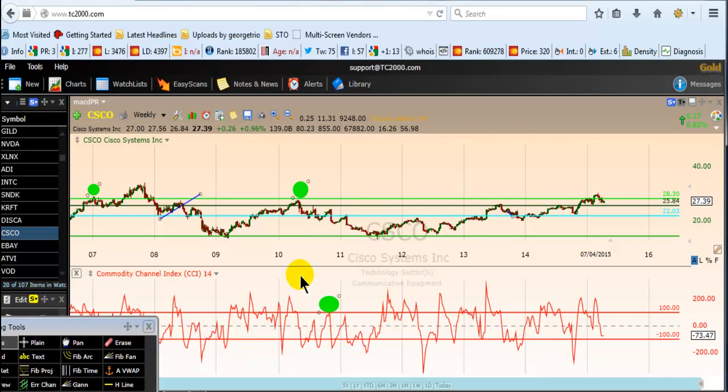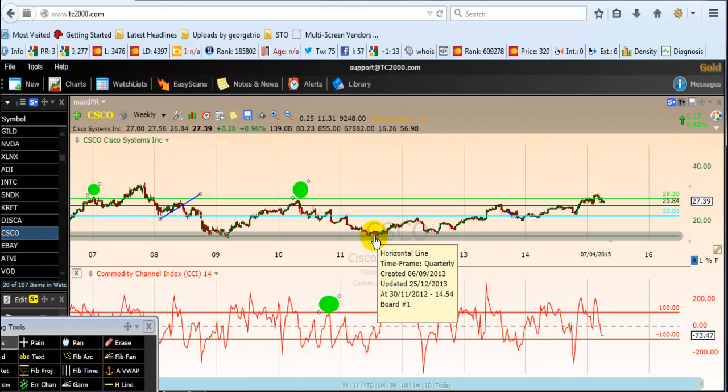CCI is overbought, RSI is overbought, momentum oscillator is overbought, stochastic is overbought, pointing to us a resistance zone. Now we will draw on the chart which resistance level the indicator is pointing to us. It makes sense? All right.